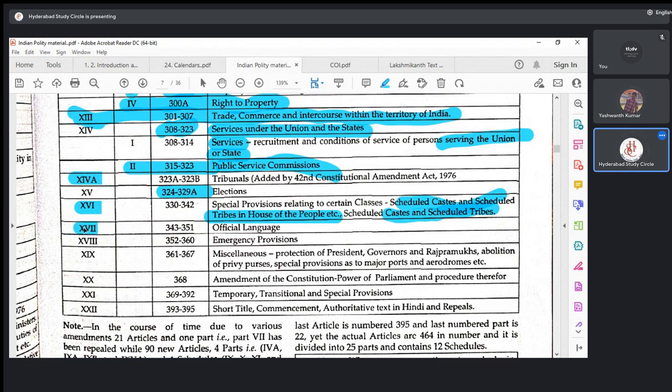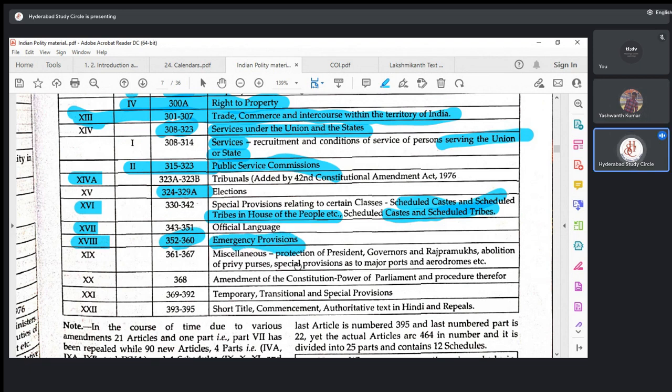Next is Part 17, Article number 343 to 351, official language. Then Part 18, Article number 352 to 360, emergency provisions.